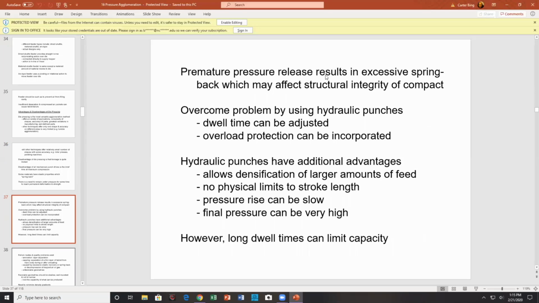Premature pressure release results in excessive spring back, which may affect structural integrity of the compact. Overcome the problem by hydraulic presses, hydraulic punches. Dwell time can be adjusted, overload protection can be incorporated. Hydraulic punches have additional advantages, allow densification of large amounts of feed. No physical limitations on stroke length. Wow. Pressure rise can be slow, final pressure can be very high. However, long dwell times can limit capacity, obviously.